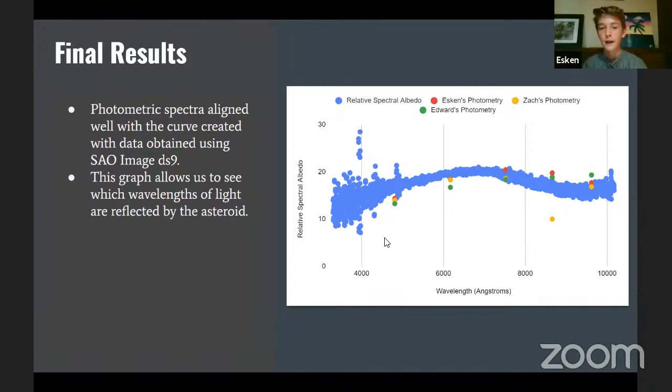And going off of that, the reason that they're not all the same is because we all used different aperture sizes, which accounted for different amounts of light inside of the aperture. So that made it a little bit off, but as you can see, they're all in the same area. It's following the same pattern.